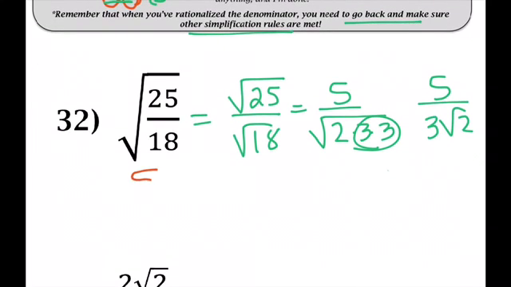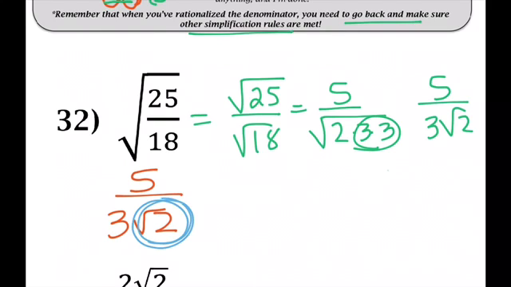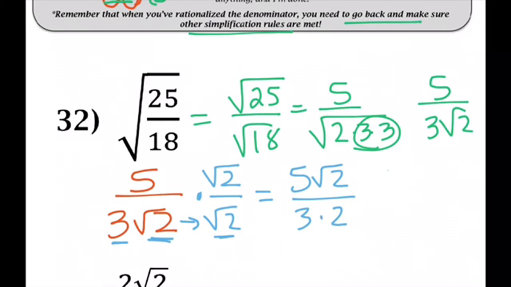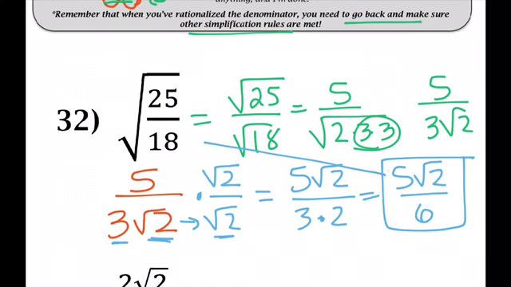So if I look at 5 over 3 square root of 2, in order to get rid of this problem right there, what I'm going to do is multiply by 1. And the 1 I'm going to choose is square root of 2 over square root of 2. The reason I do that is because when I multiply across the bottom, this square root of 2 times the square root of 2 is going to give me a 2. On the top I'll have 5 square root of 2, and then here I've still got my 3. So I'm going to have 5 square root of 2 over 6. And that is the simplified version of my original problem.